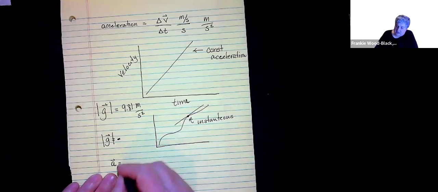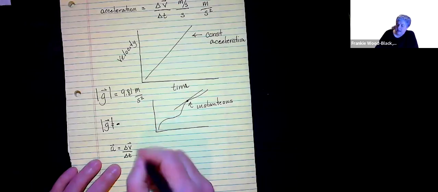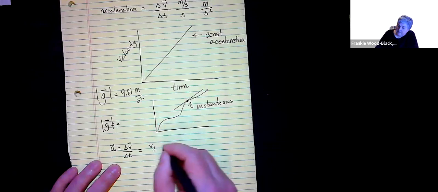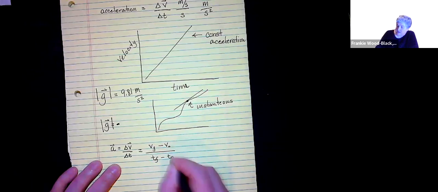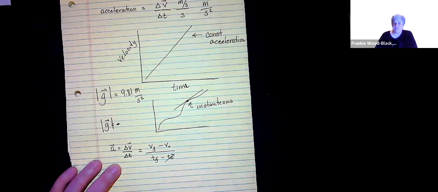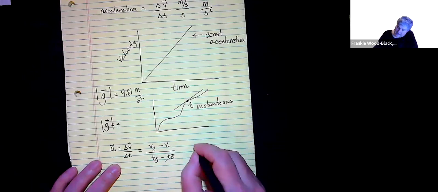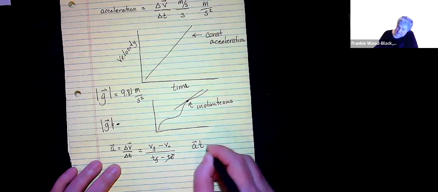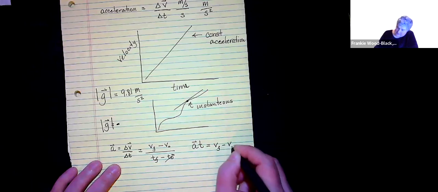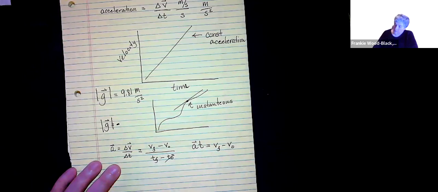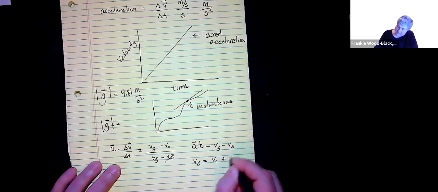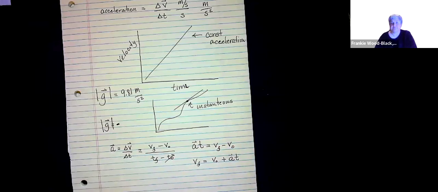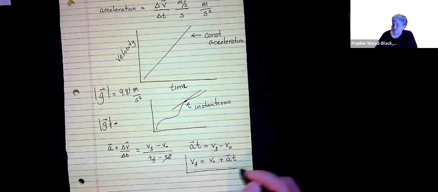But now we've got our acceleration is our change in velocity with respect to time. That's going to be our final velocity minus our initial velocity divided by our final time minus our initial time. And typically we start at time equal to 0. So if I do that, I get acceleration times time is equal to final velocity minus my initial velocity. Or I can rewrite this as final velocity is equal to initial velocity plus my acceleration times time. So there is one of our equations.